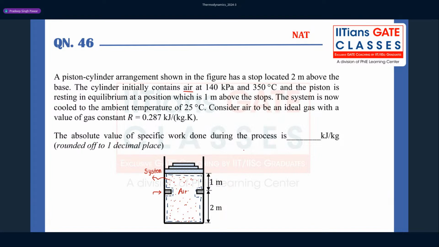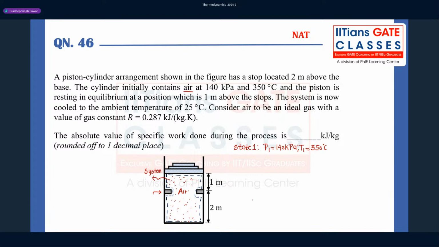So let's write out what is the state 1. At state 1, what are the thermodynamic properties of this system? The pressure P1 is 140 kPa. Temperature T1 is 350 degrees. This is what we know right now. Now what is happening is that it is getting cooled.